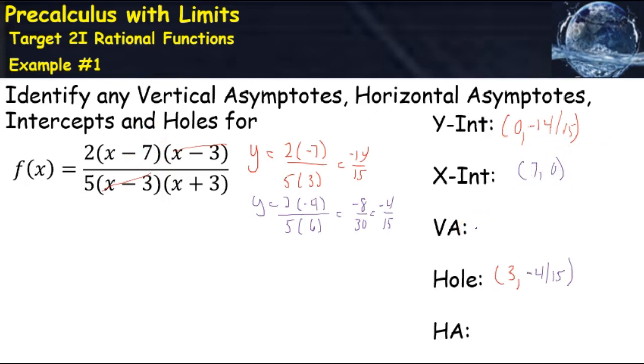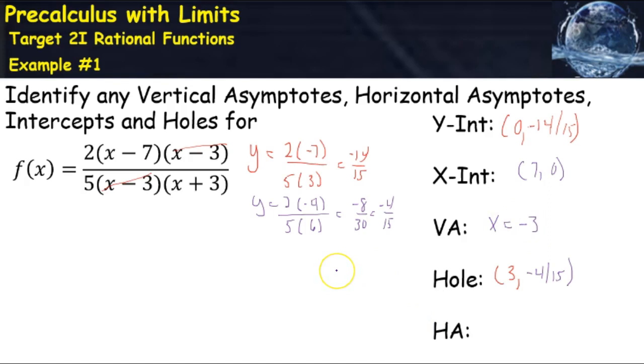Now my vertical asymptote comes from the bottom. And this is all that's left. So it's a factor on the bottom that's not a hole. X minus 3 is a hole. That means x plus 3 is my vertical asymptote. When I set that equal to 0, I get x is negative 3. So my vertical asymptote is this line, x equals negative 3.